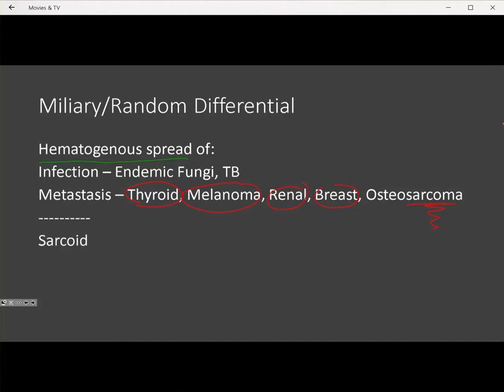Now, there are some rare ones. So sarcoid is typically going to be associated with a perilymphatic distribution, but if you have tons and tons of nodules in the lung related to sarcoid, it can mimic. So it actually is mimicking a miliary or random pattern of pulmonary nodules. And lastly is pulmonary Langerhans cell histiocytosis, and the same applies for this. Pulmonary Langerhans cell histiocytosis typically is going to be more of a central lobular distribution. It can look random as the disease progresses, but again, it's only when the disease gets really severe. So we're not going to typically think about these when we see a widespread micronodular pattern of lung disease.